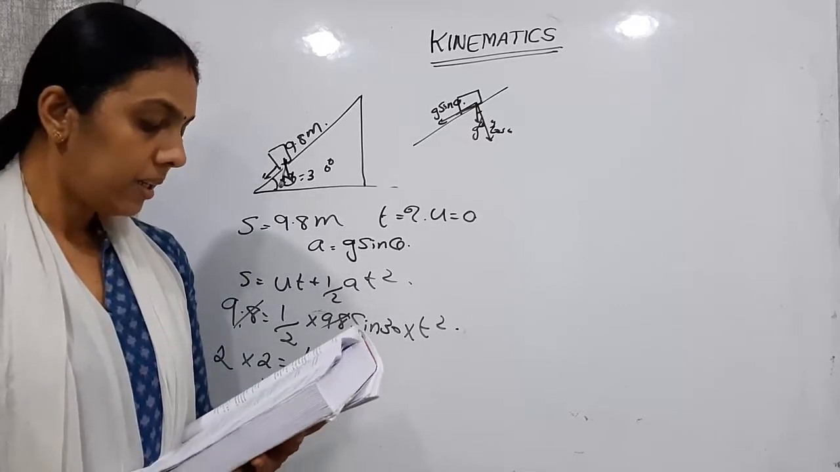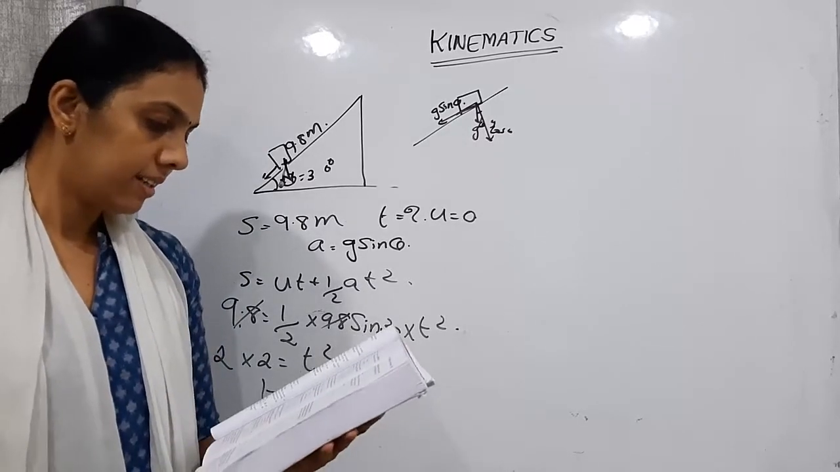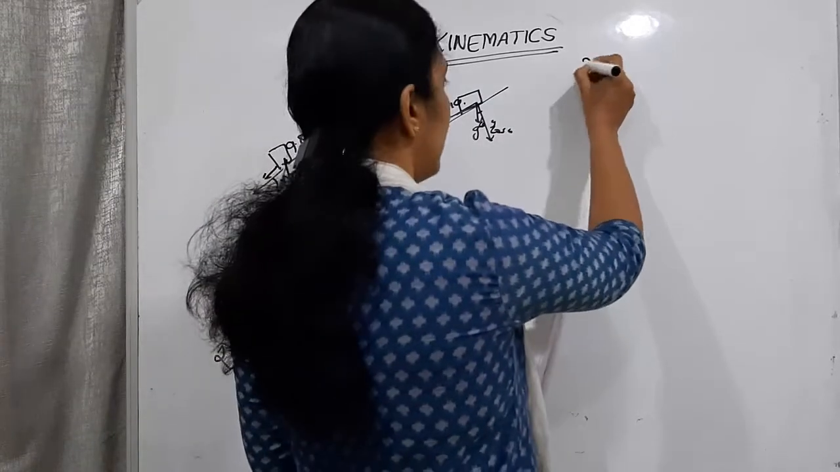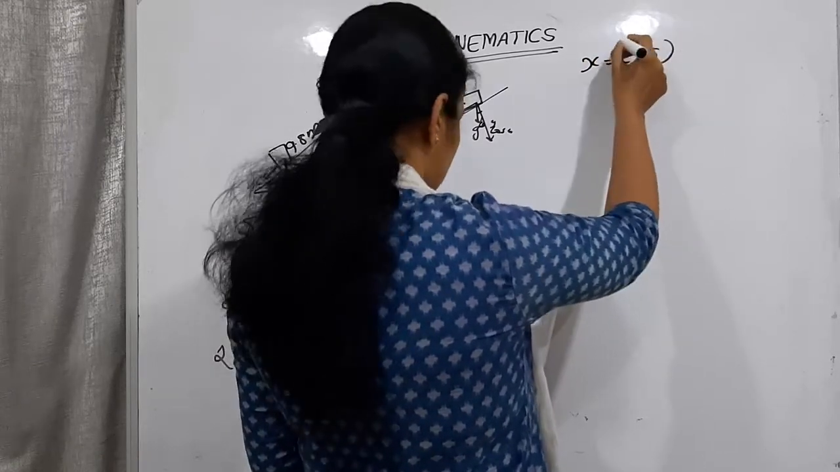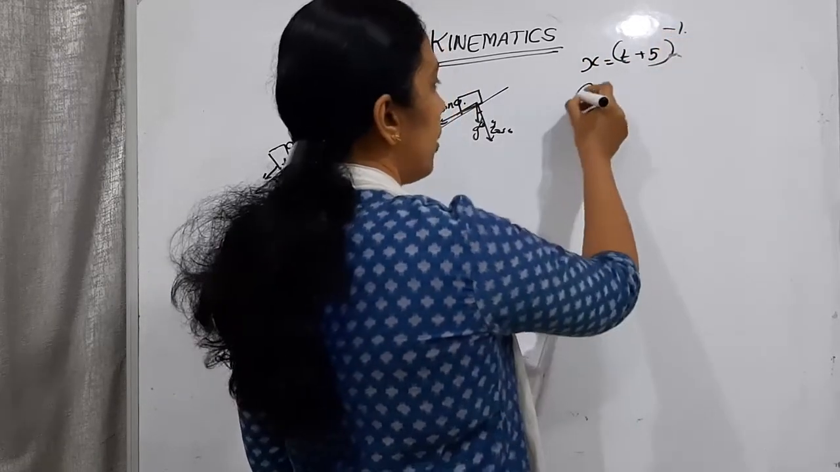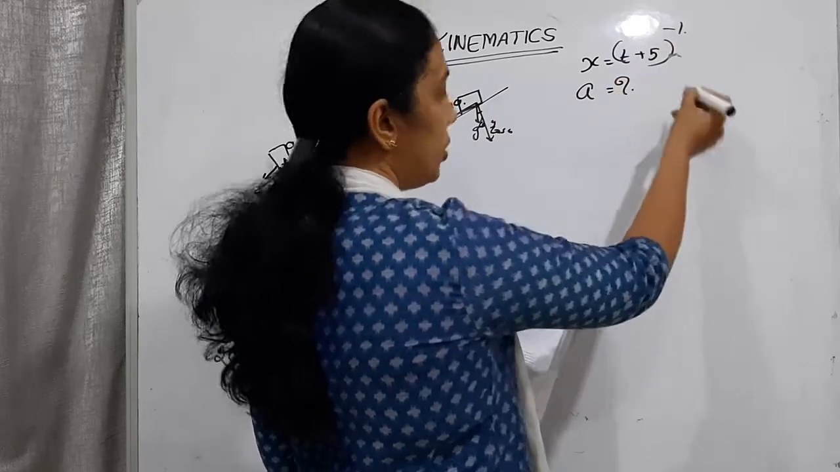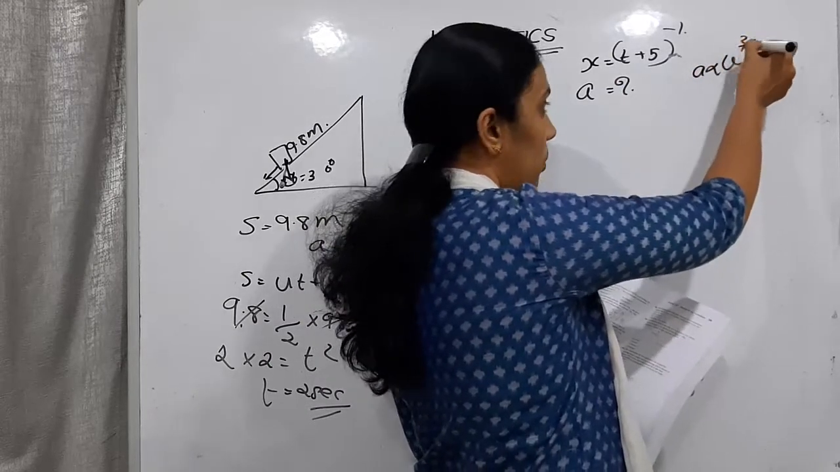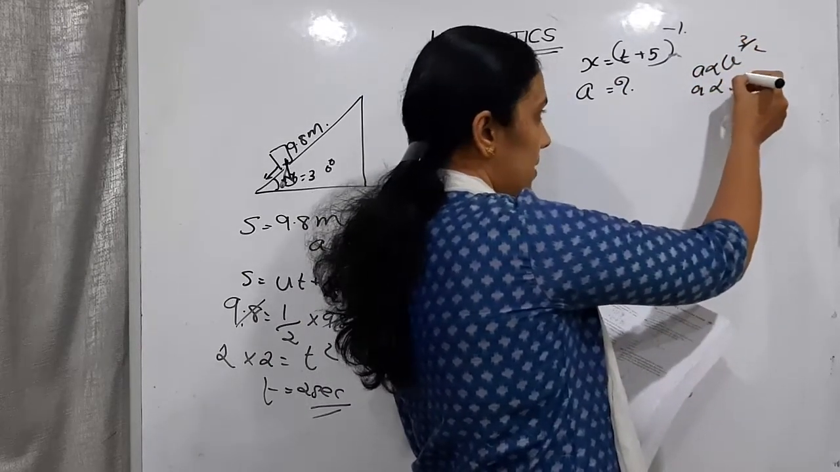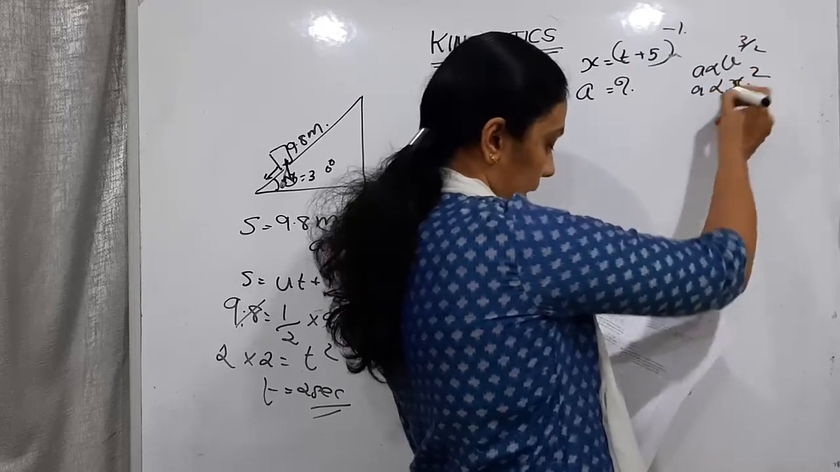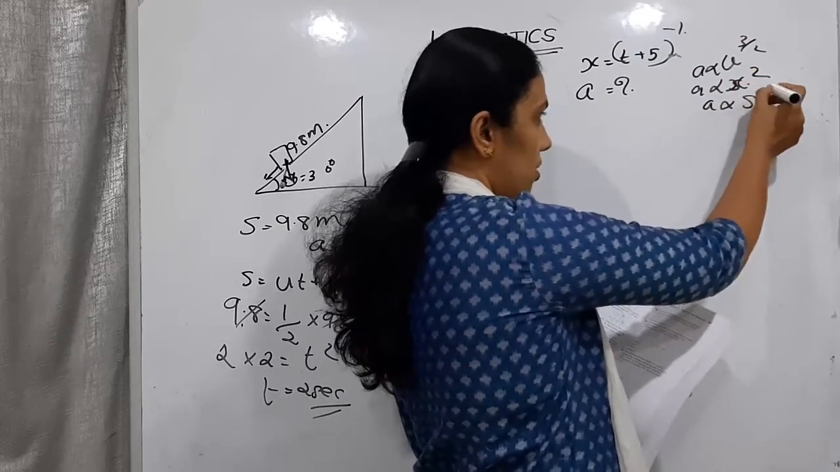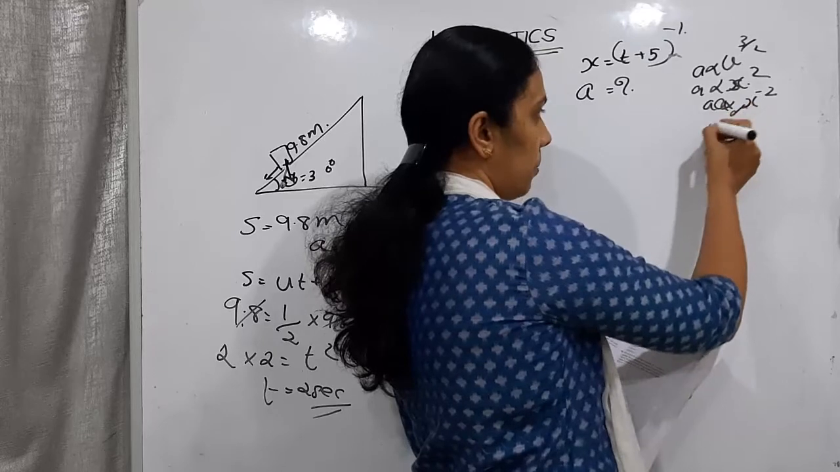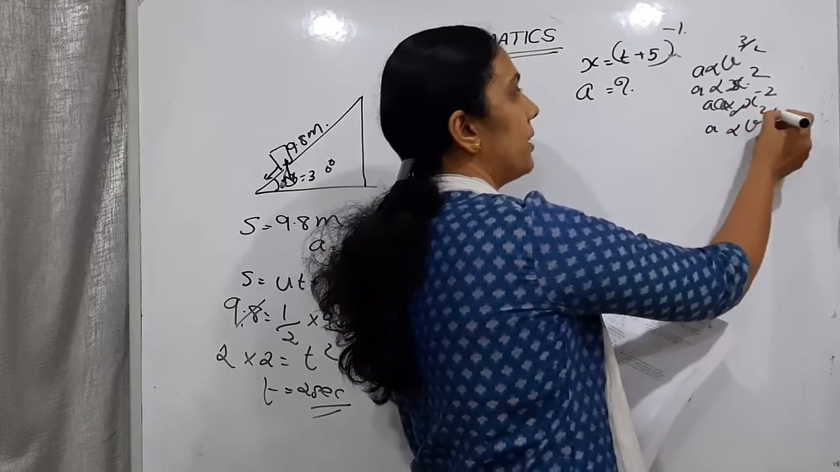Next one: a particle moves a distance x in time t according to the equation x equals (t plus 5) to the power minus 1. The acceleration of the particle is proportional to: v to the power 3 by 2; distance square, that is x square; distance to the power minus 2, x to the power minus 2; or v to the power 2 by 3.